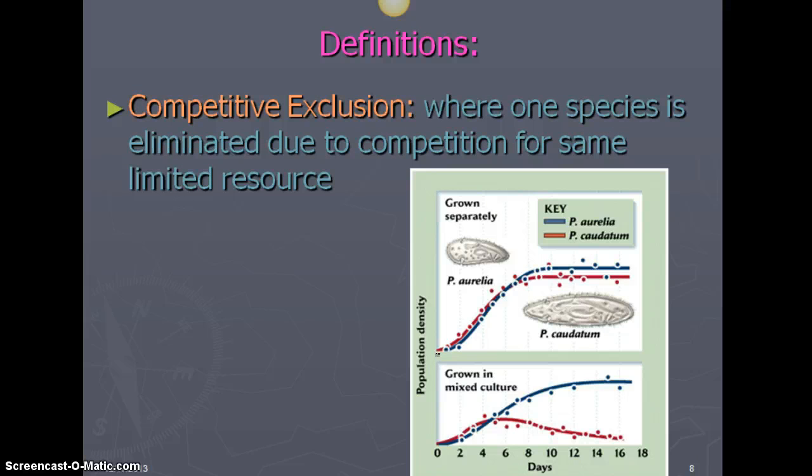So with that, we have competitive exclusion, and this is where one species is eliminated due to competition for the same resource. The example here are bacteria graph, and you can see that when these are grown separately, our 2 species of bacteria survive really well. They reach their carrying capacity, and they do really well. But if they're grown together, one outcompetes the other. So the one here in blue outcompetes the one here in red, which ends up dying off.